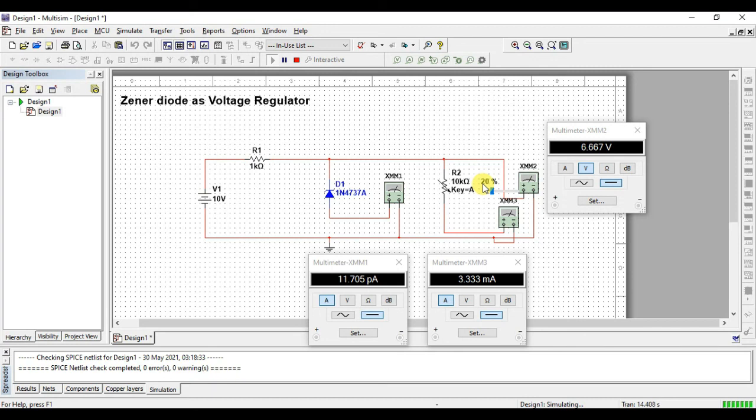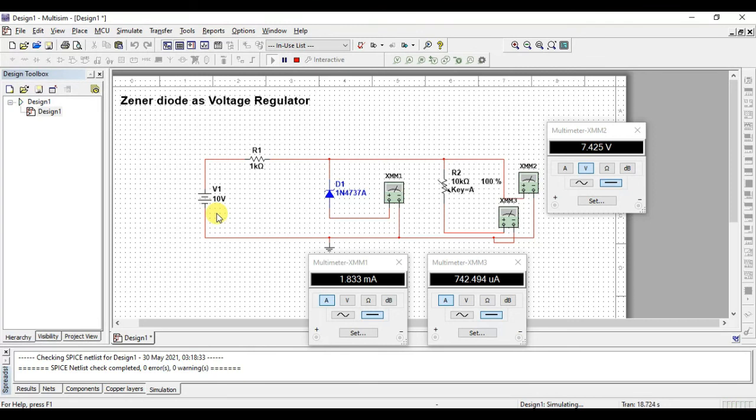If we increase this to 100%, taking the full load, then the total input should reflect at the output side, right? But it will not be like that. Only the breakdown voltage, or a maximum slightly greater than the breakdown voltage, will appear at the output side.